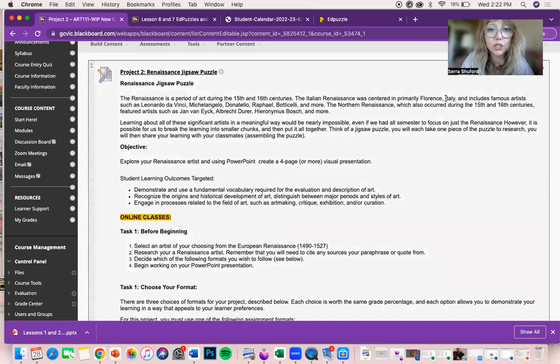So for project two, this is the Renaissance jigsaw puzzle. The Renaissance is a period of art during the 15th and 16th centuries. The Italian Renaissance was centered primarily in Florence, Italy, and includes famous artists such as Leonardo da Vinci, Michelangelo, etc. And the Northern Renaissance, which also occurred during the 15th and 16th centuries, featured artists such as Jan van Eyck, Albrecht Dürer, and Bosch, and more.